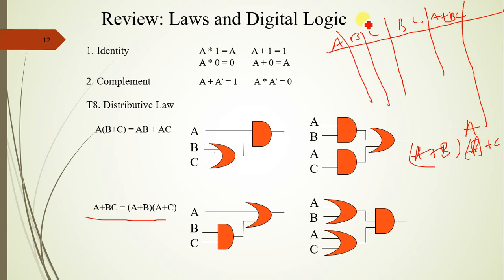This is A, so that is 0 1 0. I'm just taking the same combination. So BC would become 0, A plus BC. Okay, BC is 0, so A is actually 0, so that is 0, right?